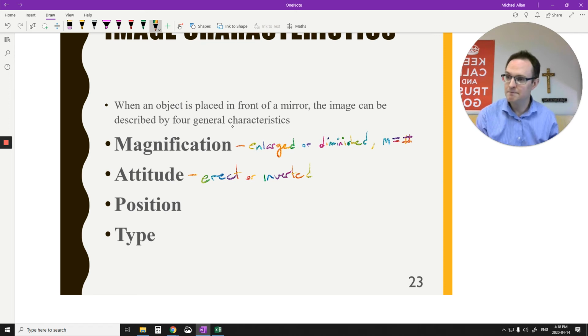That's all that is. Position is how far the distance is from the mirror.